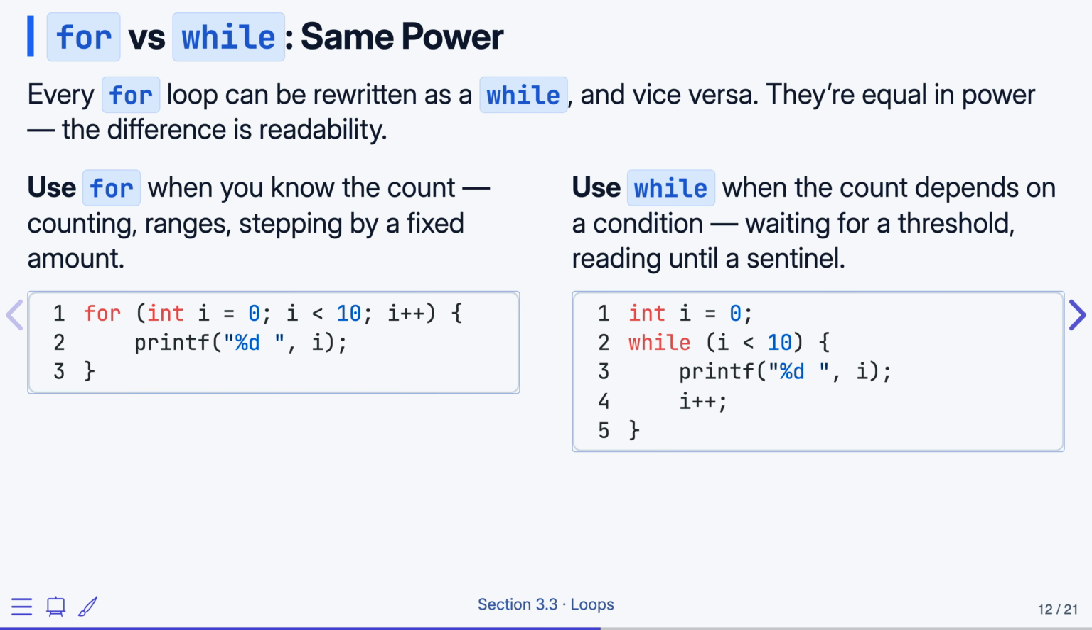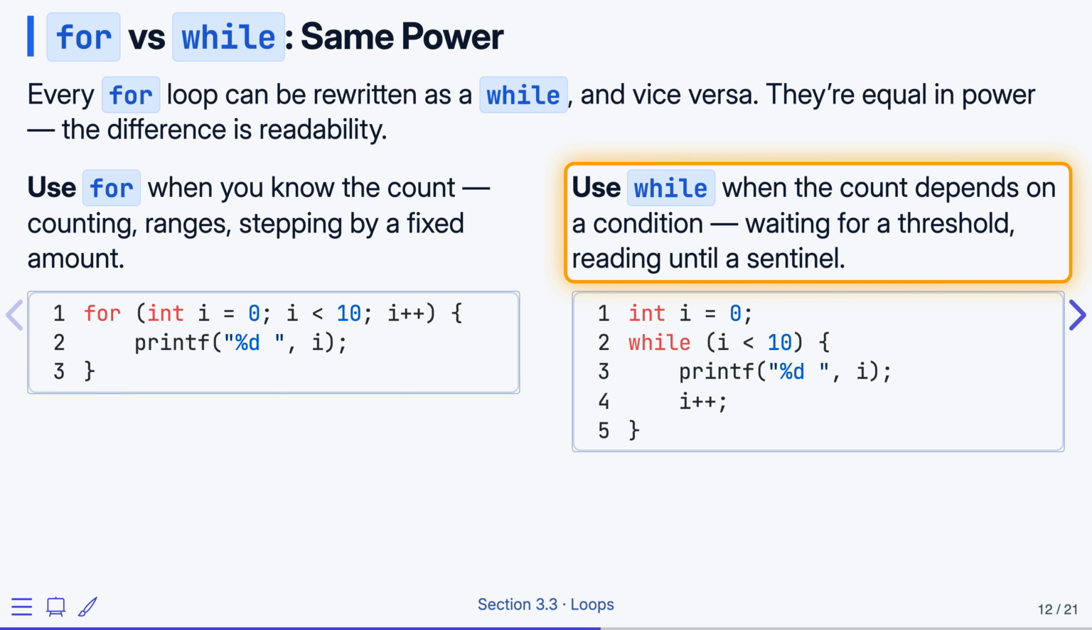Every for loop can be rewritten as a while loop and every while as a for. They are equal in power. The difference is readability. Both loops on this slide print 0 through 9. Use a for loop when you know the count: counting, ranges, or stepping by a fixed amount. The for loop keeps all three pieces in one place, so the structure is easy to see.